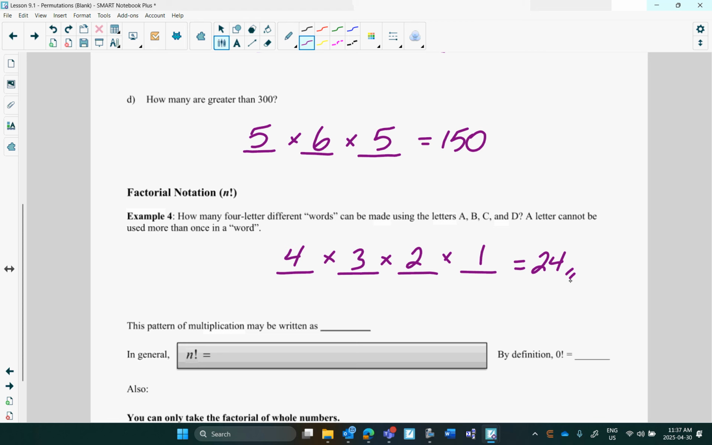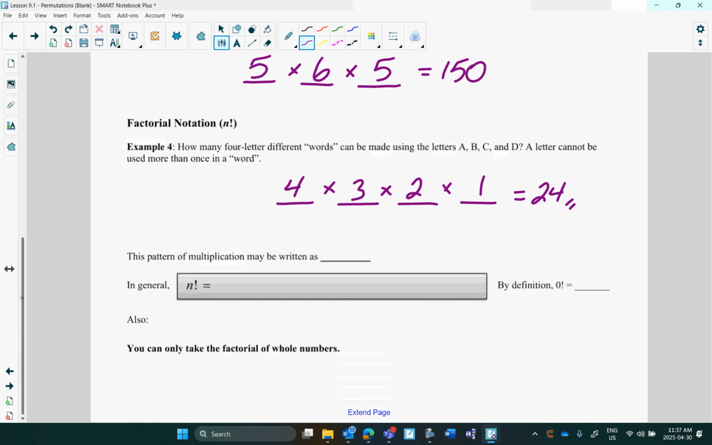Fortunately, there's a short form that we can do. There's a function on your calculator. If we take a number times 1 less, times 1 less, times 1 less, all the way down to 1, that's the same as this: an exclamation mark. So 4 exclamation mark means 4 times 3 times 2 times 1. 180 exclamation mark means 180 times 179 times 178, all the way down to times 1. Okay?